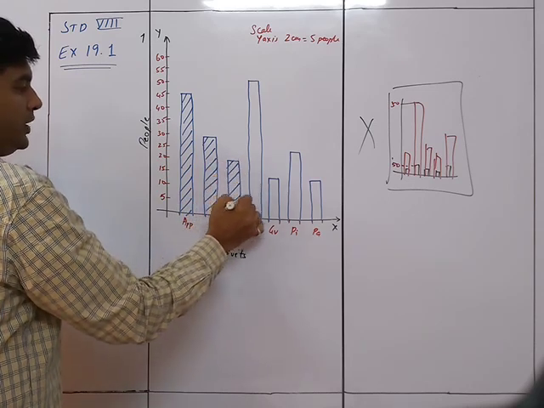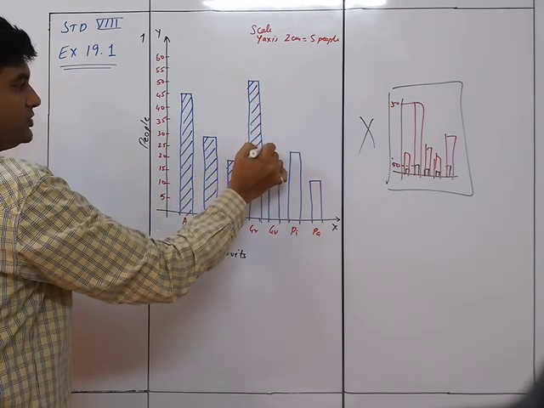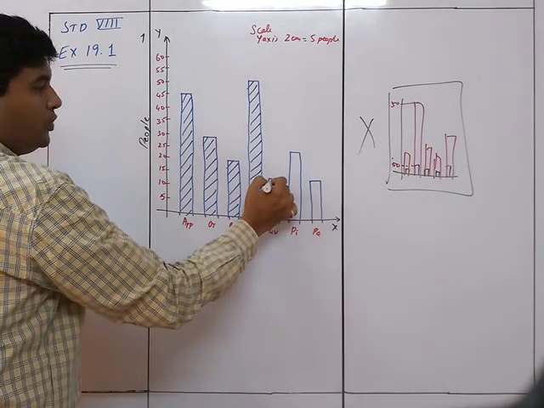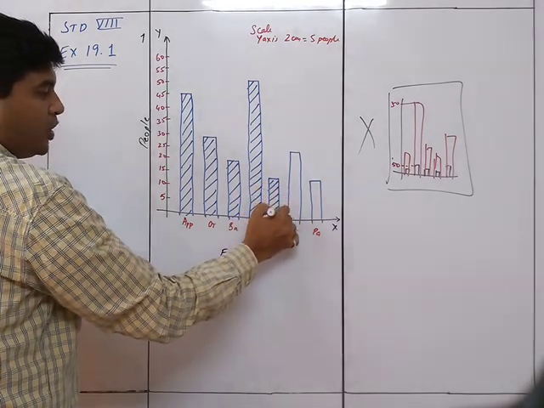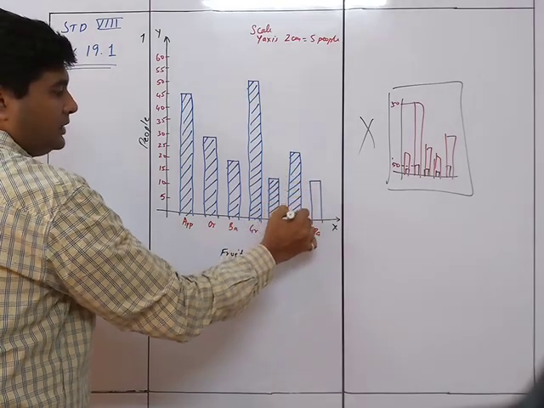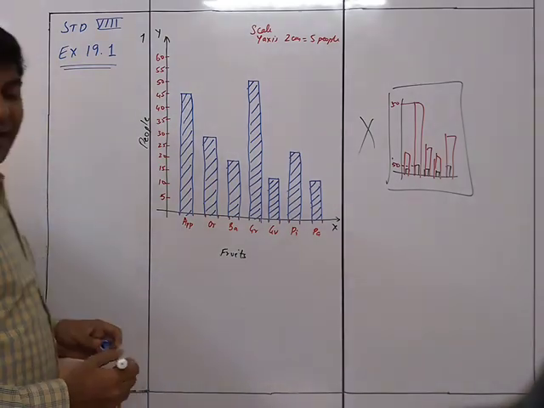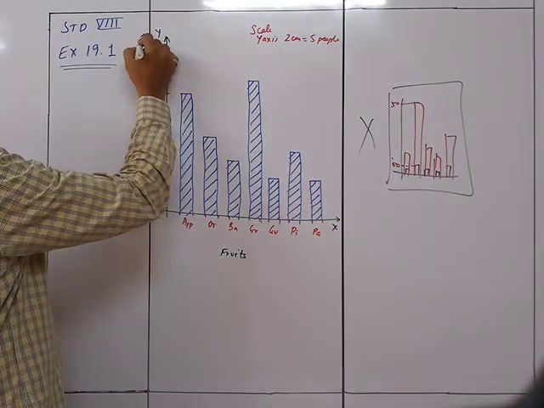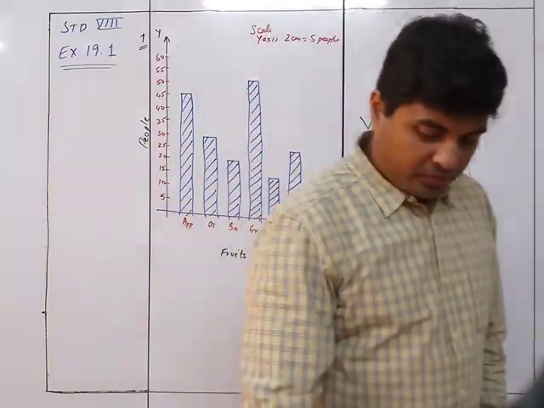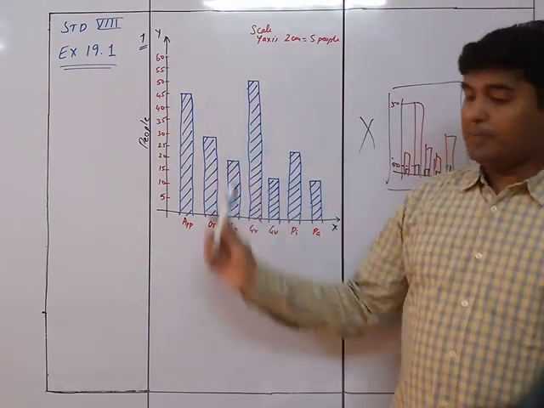So this way, these buildings, or these rectangles, indicate how many people like each and every fruit. So how many people like which fruit are the ones over here. So this is the bar graph for question number 1 of exercise 9.1. Is it clear? This is the bar graph.